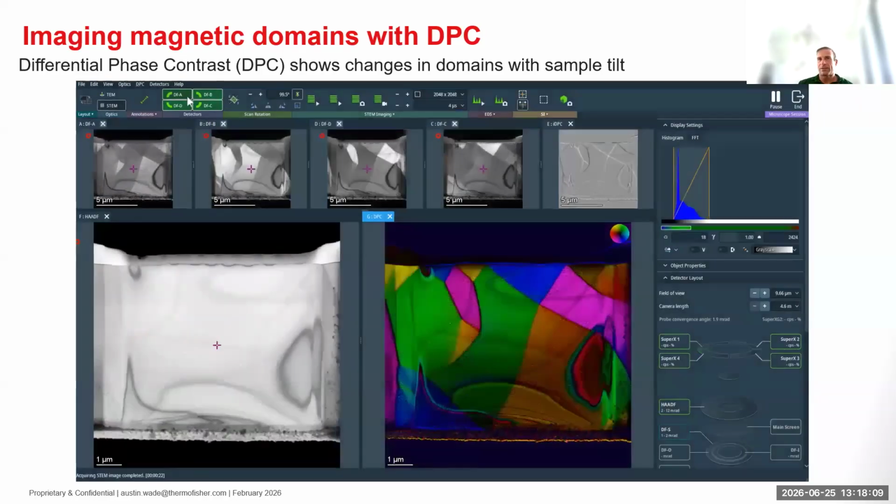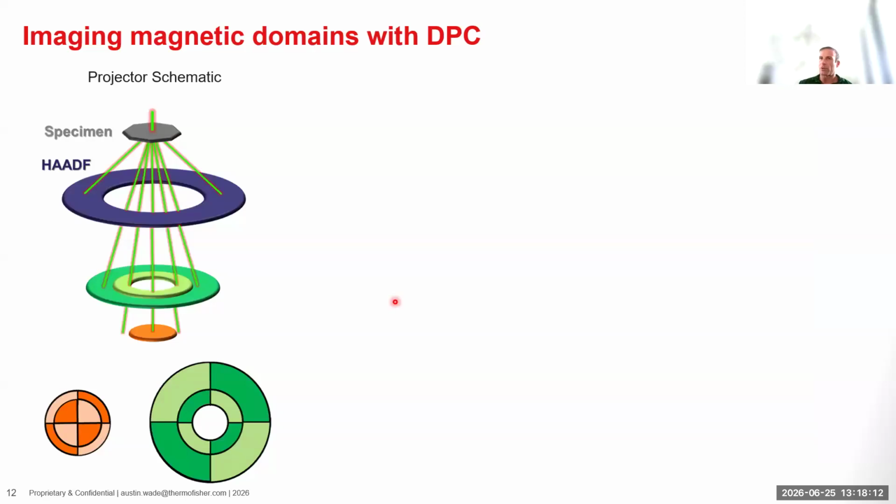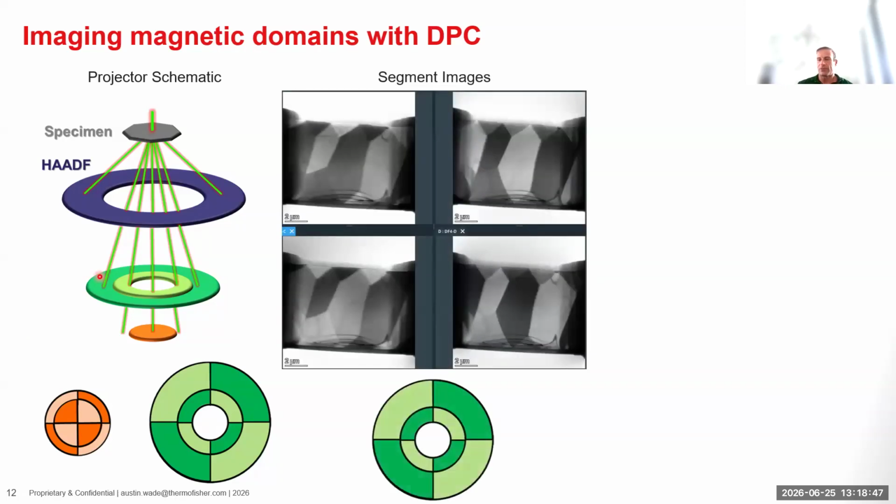But before we interpret the images, I think we need to understand a little bit better where the DPC signal comes from. So this is the setup of our Panther STEM detector. We have 2 different sets of detectors here. We have the bright field, which is divided into 8 segments, and we have a dark field detector that is again divided into 8 segments. So the segmented STEM detector measures the displacement of the electron beam.